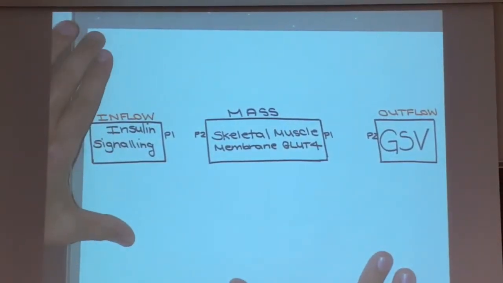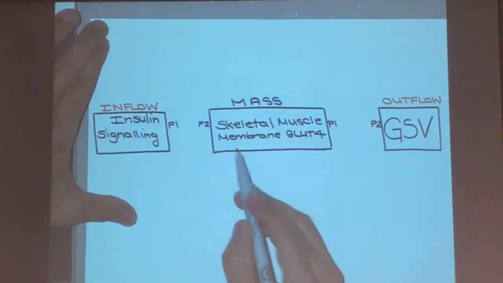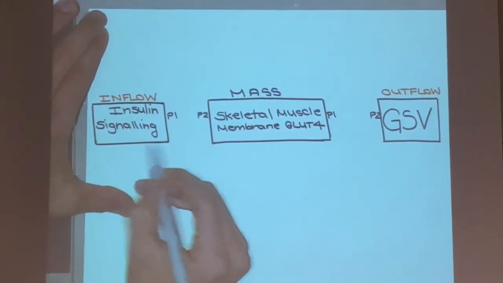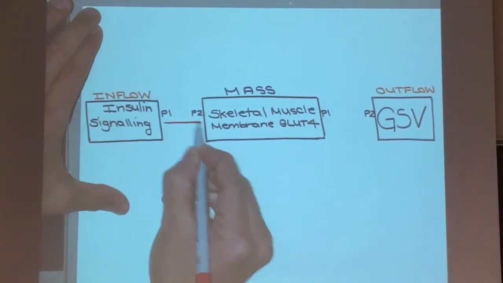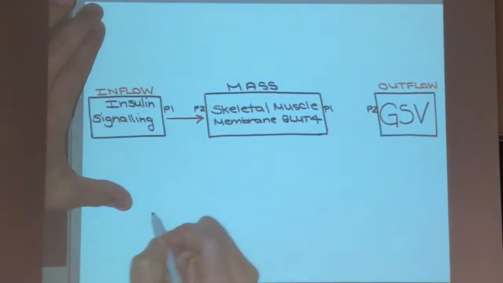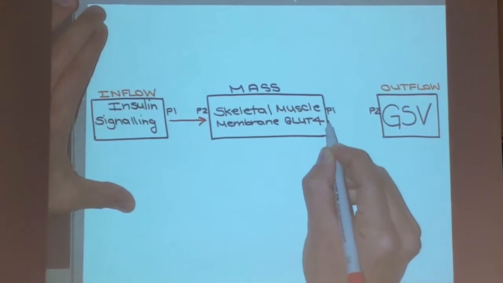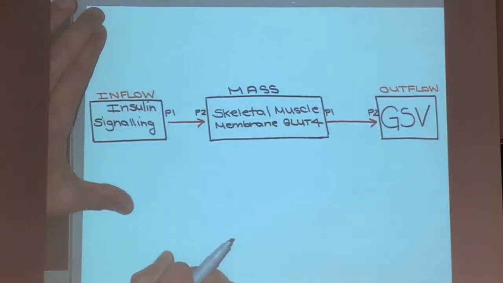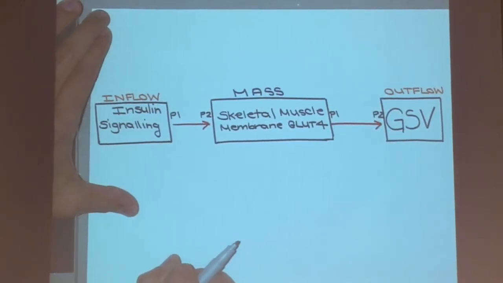Let's first start off by creating a center of mass model. So our mass will be skeletal muscle GLUT4. The inflow will be insulin signaling, which will stimulate translocation of GLUT4 into the membrane. And the outflow will be the reuptake of GLUT4 into glucose storage vesicles.